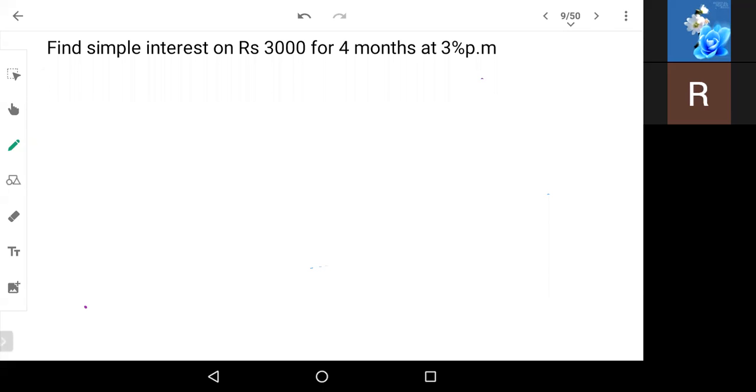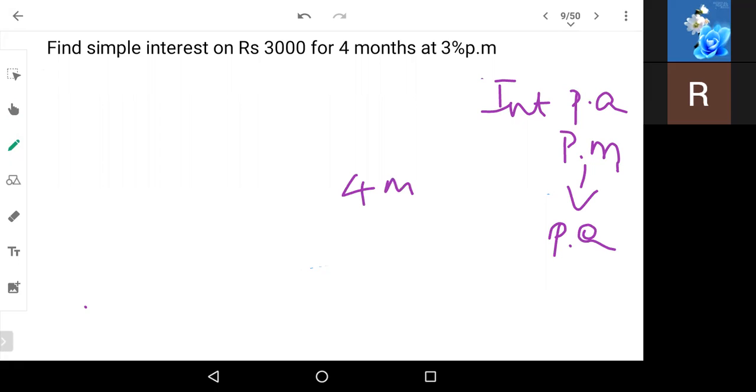Whenever they have given months, convert that to year. Usually, interest rate will be per annum. Per annum means for 1 year. So we are converting this 4 months to 1 year, which is nothing but 12 months.